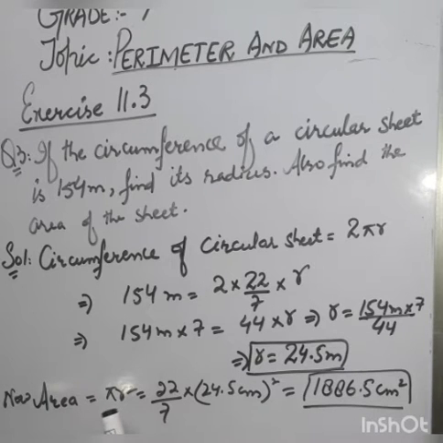Now area is equal to pi r square. So pi is 22 by 7 and r is this 24.5 centimeters, and we have to first square it and then multiply it with 22 and then divide the number by 7. So you will get this 1886.5 centimeter square. Clear?